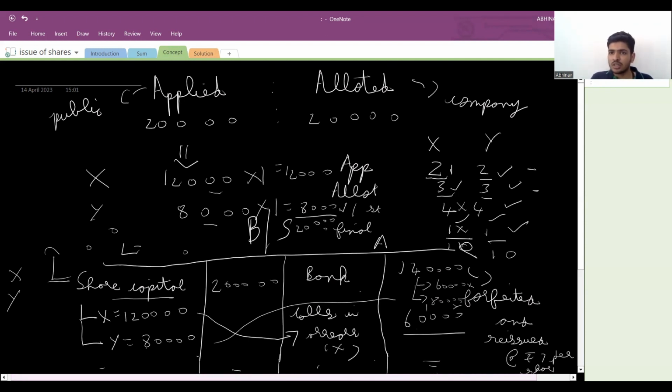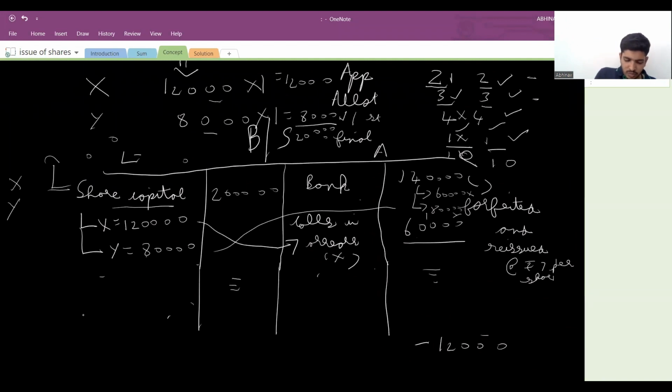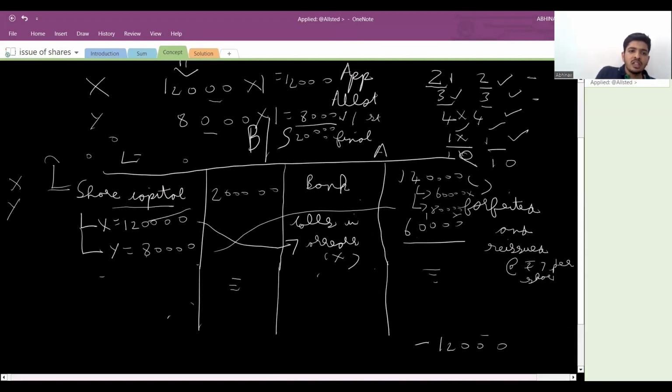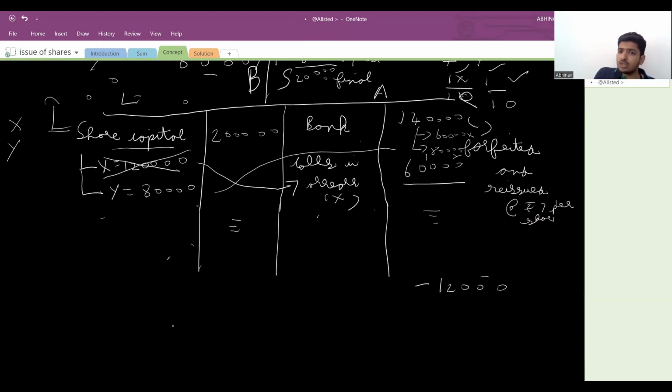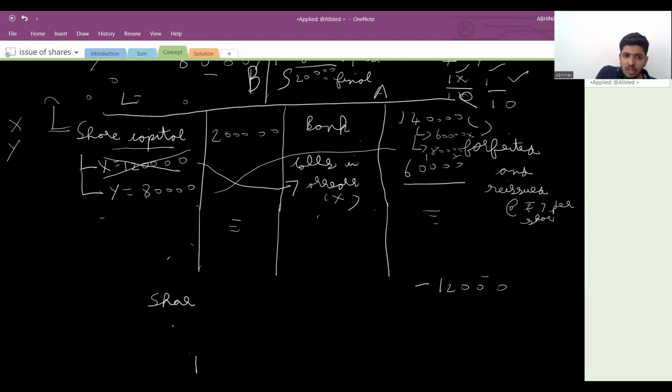You see the previous questions, the previous concepts I explained. Now, what happens when we forfeit the shares? Forfeit means we cancel X's name from the share capital register. When we cancel his name from the share capital register, that means the entire 1,20,000 will be cancelled. That's what cancelling name means. So what is the entry here? Share capital is a liability. It is always credited. Now, since share capital is getting cancelled, share capital is getting reduced. Share capital account debited 1,20,000 rupees. That is the entire claim of X is getting cancelled.